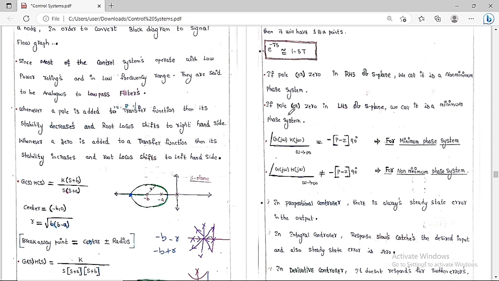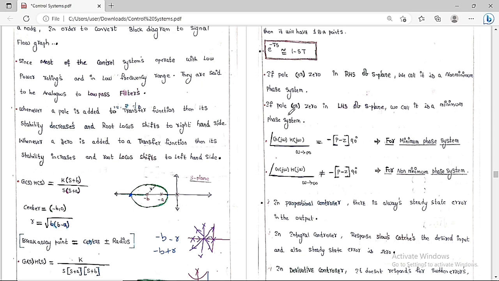So listen carefully. If all the poles and all the zeros lie in the left half of the s-plane, then we call this a minimum phase system. If at least one of the poles or one of the zeros lies in the right half of the s-plane, then we call it a non-minimum phase system. This one you always have to keep in mind.